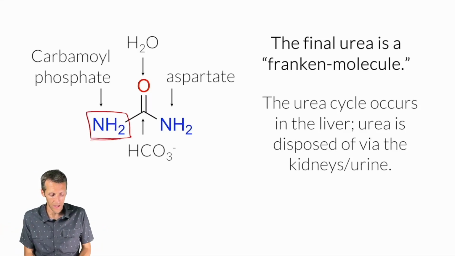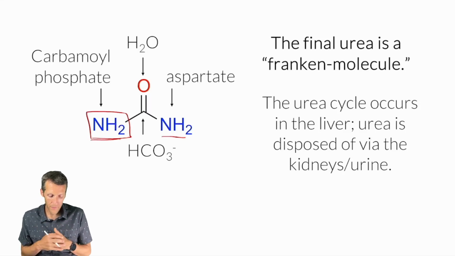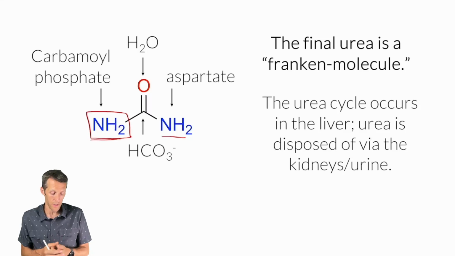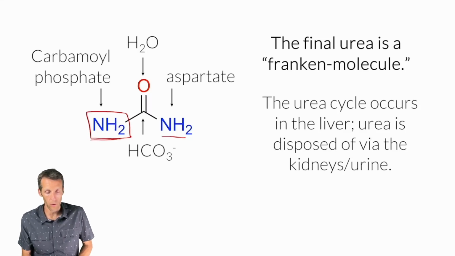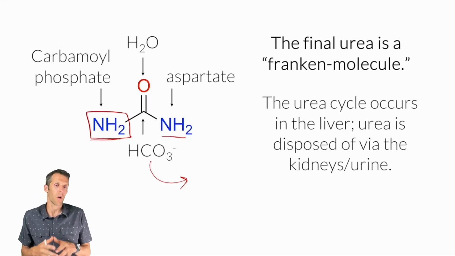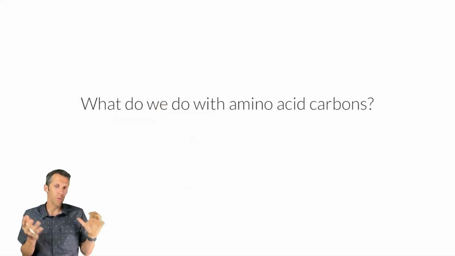This molecule does not have the ridiculous pKa of an amine or ammonium. So this is now non-toxic, safe to be delivered. And so this urea cycle happens in the liver, then urea gets dumped out into your bloodstream where it then ends up being disposed of in the kidneys and urine. And if you just look at nitrogen-carrying molecules in your bloodstream, urea is one of the higher concentration molecules. Okay. So that's what we do with the nitrogen side.